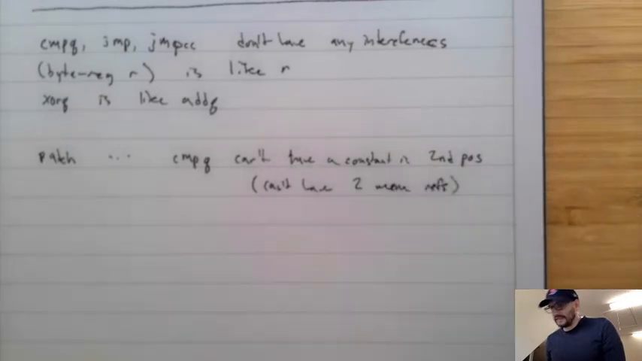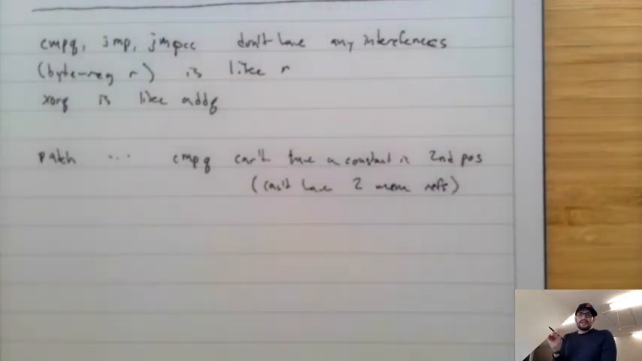So those are both things that we have to avoid. And so you can imagine that it always reads and writes from RAX, and so you can include that in the interferences if you want. What else do we need to do?